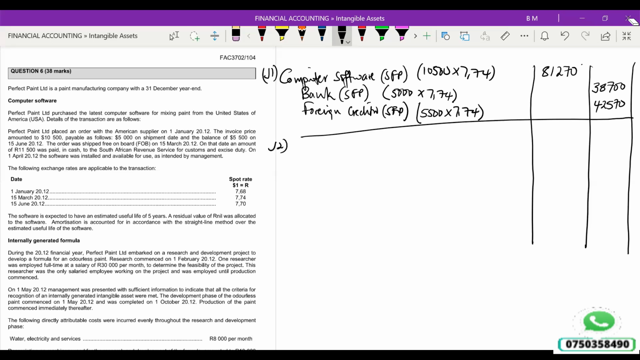Then journal number 2. This is happening on 15 March 2012. We have a computer software again in the SFP. Debit 11,500 and credit our bank 11,500.